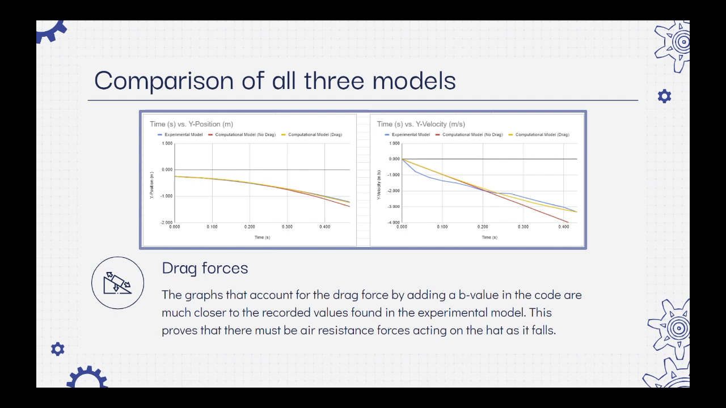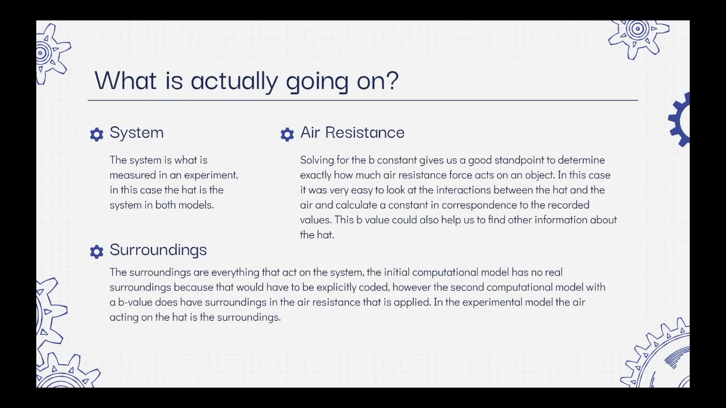So then comparing all three of the models, you can see in yellow, the computational model with drag is going to be a lot closer to the actual experimental model itself, especially in position on the left. This is because both of these have air resistance, and it also proves that there is air resistance acting on the hat as it falls down.